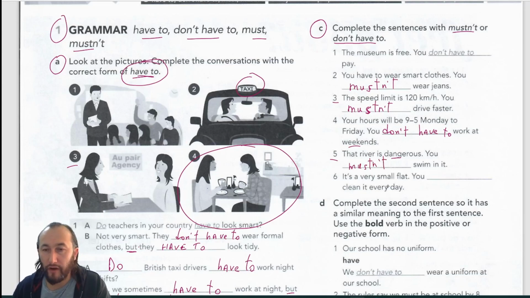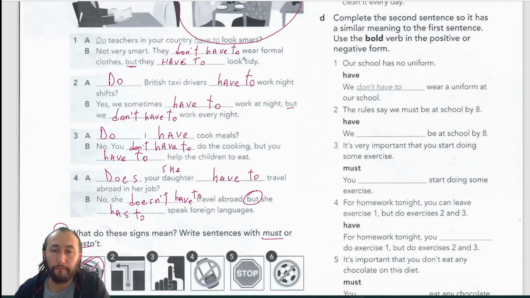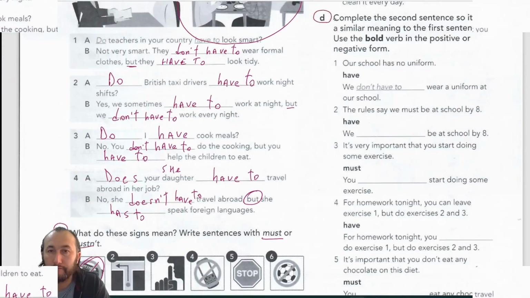Number six, it's a very small flat. You clean it every day. So you don't have to clean it every day because it's a small flat, so it doesn't get dirty a lot. C is done. So exercise D now.